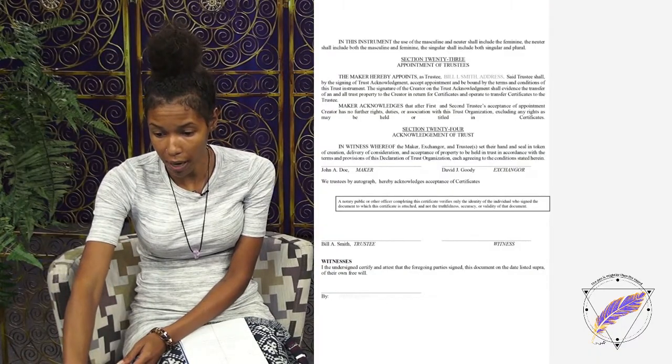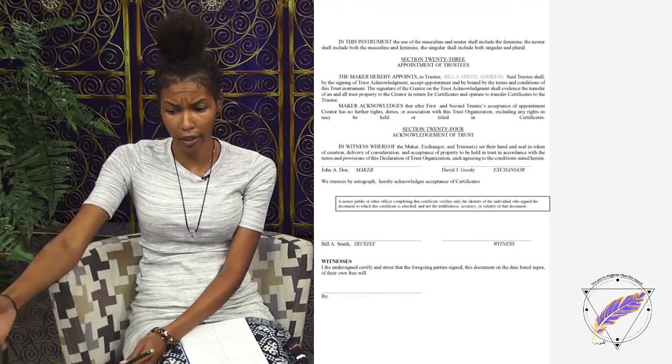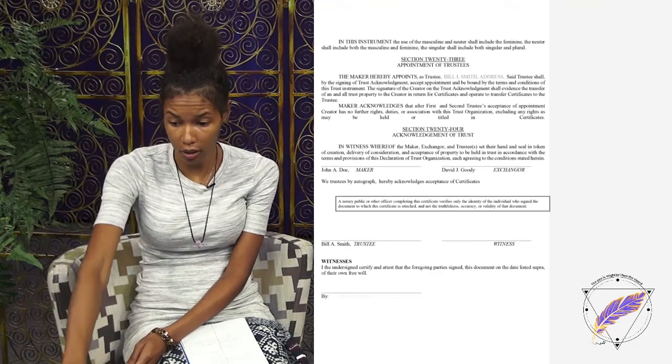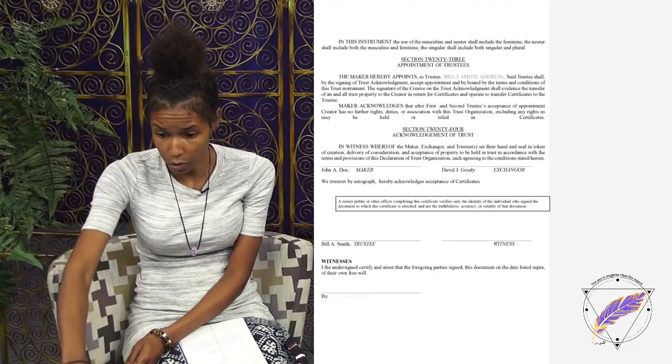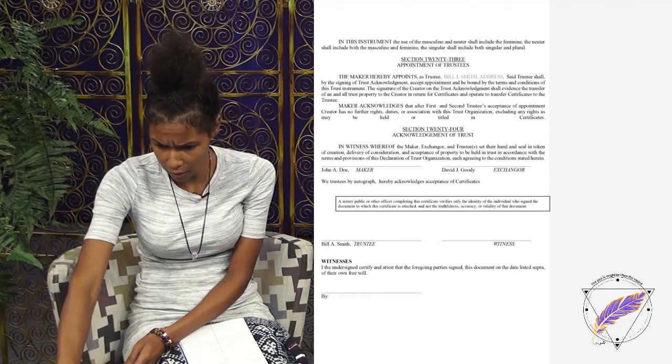And we get to the bottom, section 23. It talks about the maker again appointing a trustee. We have our trustees listed. List your trustee there. Trustee and signing of trust, the acknowledgement. That's basically what that's talking about.